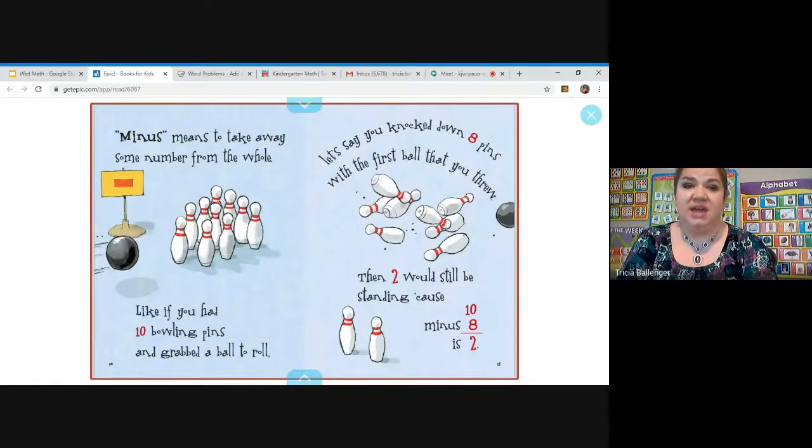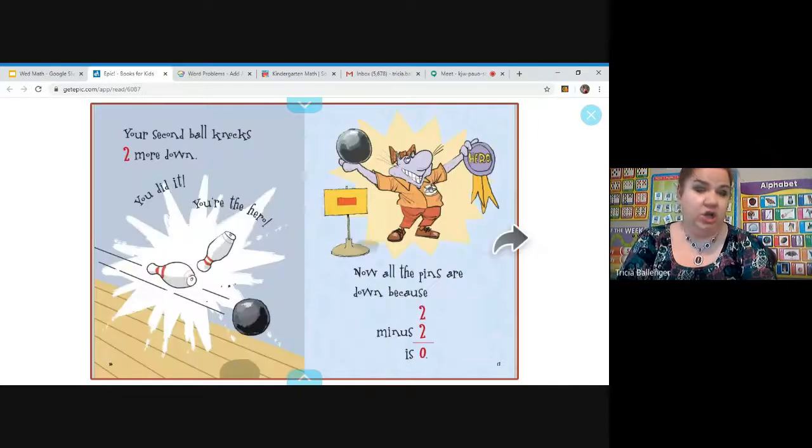Minus means to take away some numbers from the whole. Like if you had 10 bowling pins and grabbed the ball to roll, let's say you knocked down 8 pins with the first ball that you threw, then 2 would still be standing because 10 minus 8 is 2. Your second ball knocks 2 more down. You did it. You're a hero. Now all your pins are down because 2 minus 2 is 0.